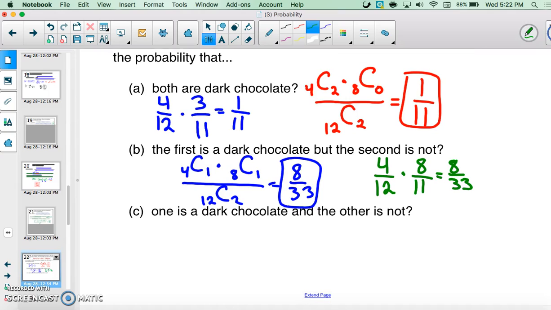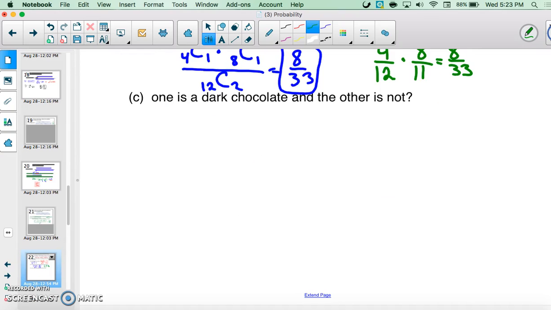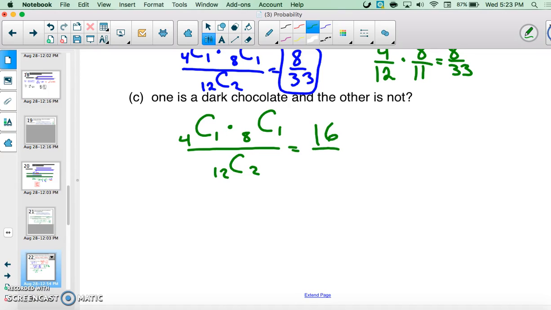The last one for this section, one is a dark chocolate and the other is not. So now we don't care about the order because it could be dark chocolate first, it could be not dark chocolate first. So we're going to use combinations again. So for combinations, we've got 4 dark chocolates and we want to choose 1. And then for the other set, we've got 8 of the other chocolates and we're choosing 1. And then we're dividing by 12 choose 2, because that's how much we're choosing out of the total, which will give us 16 out of 33.